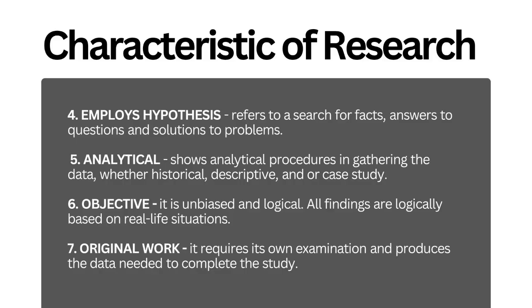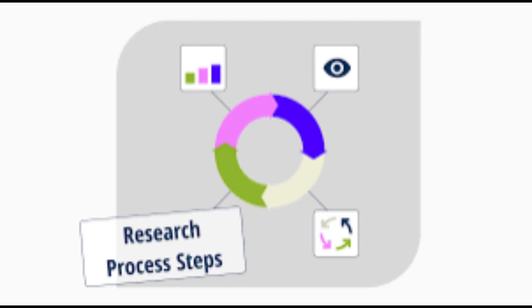Sixth, it is always objective. It should be unbiased and logical, which are based on real-life situations. Lastly, research is an original work where it requires its own examination and produces the data needed to complete the study. As a researcher in the future, you should know what are the process that needs to be followed in doing a research.